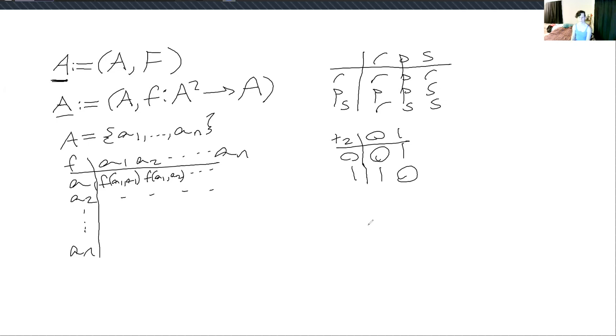Okay, so generally speaking, we can obtain any magma that we want, any finite magma that we want, by writing down a table of elements, say A1 through AN, and then filling out the entries in this N by N grid, where each spot corresponds to a product of two of the AI. So we can fill out this grid however we want, and that will be a magma.